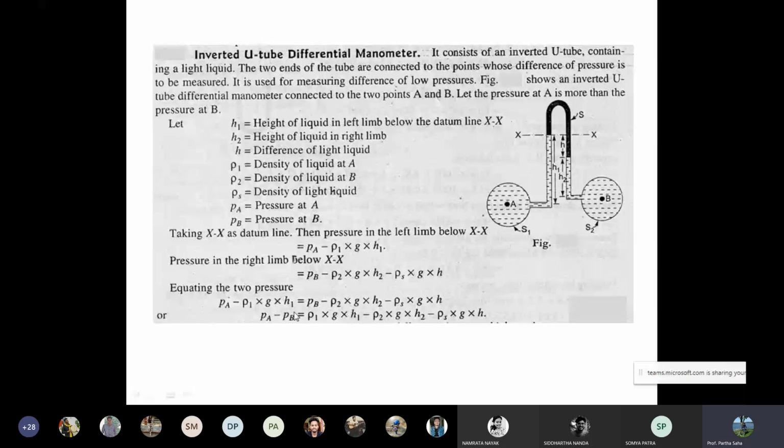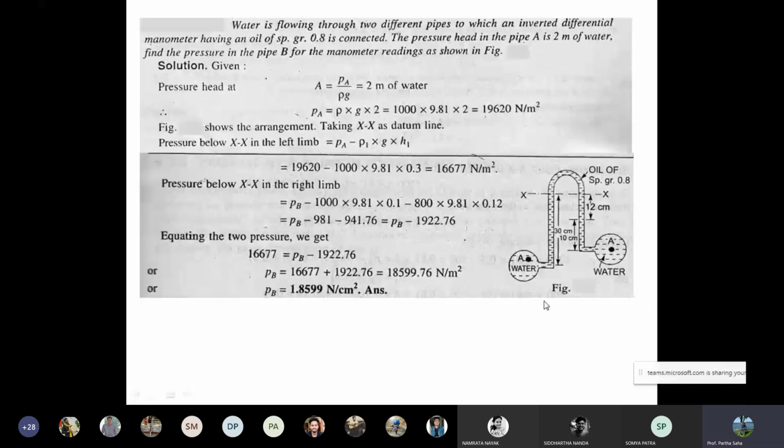Let's look into this example. Water is flowing through a pipe to which an inverted differential manometer having oil of specific gravity 0.8 is connected. You can see here, oil of specific gravity 0.8. The pressure head in pipe A is 2 meters of water. Find the pressure in pipe B for the manometer reading as shown in the figure. The pressure head at A is given, 2 meters of water, right? So PA will be ρ g h, ρ g into 2. It is the pressure head given.